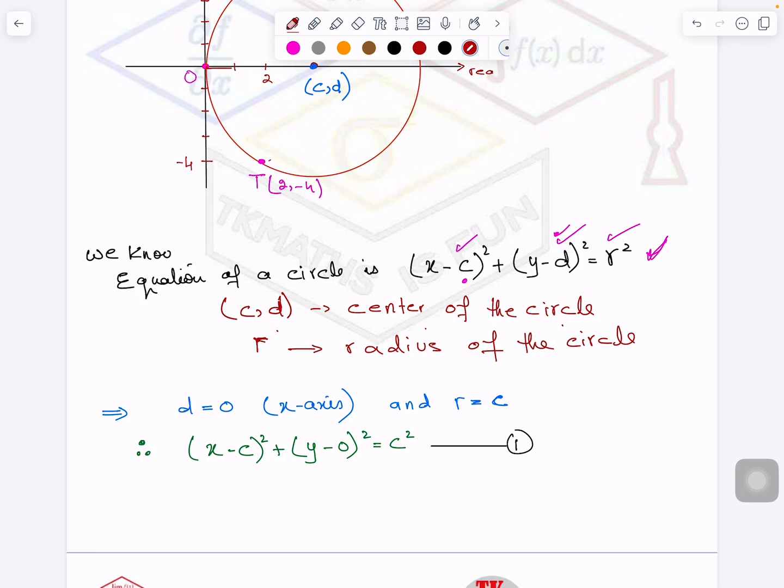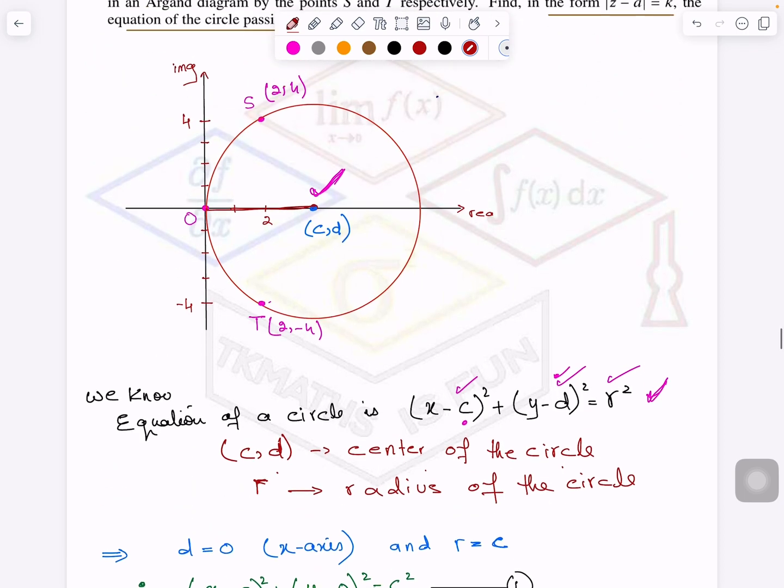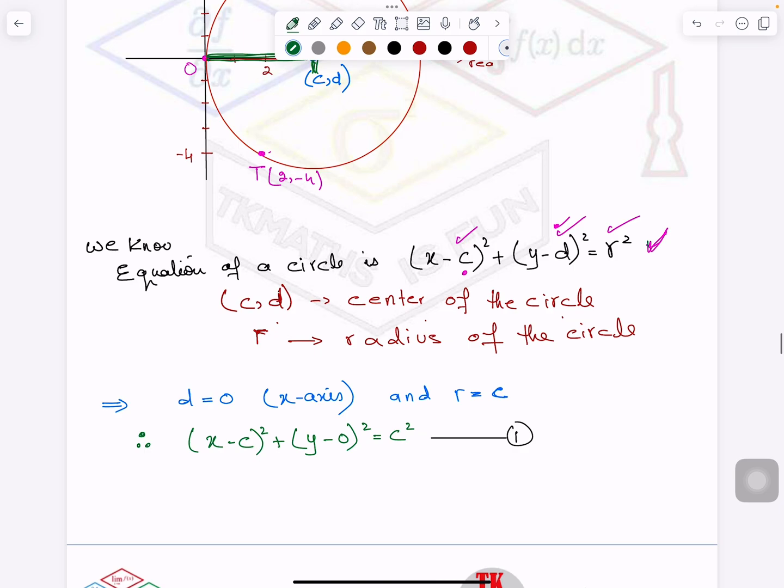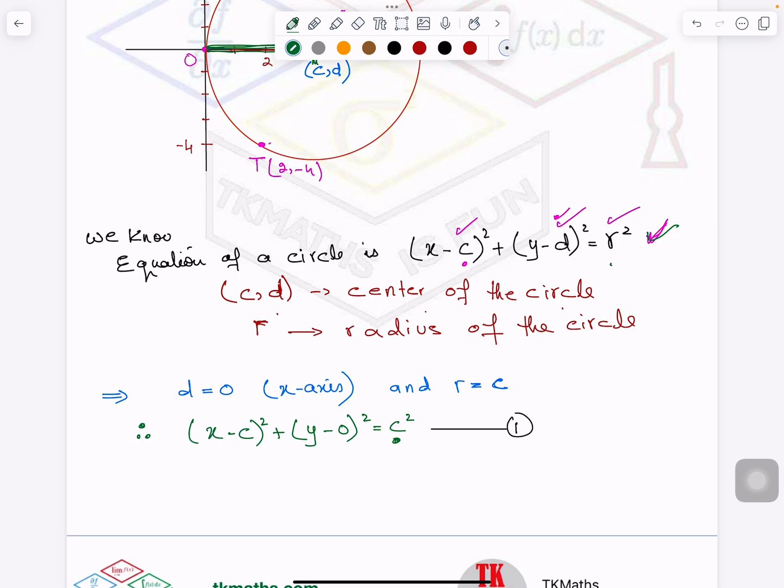From here till here, this is your radius, and the radius is equal to the x coordinate of the center. So R equals C. That's why in this equation of the circle, in place of R I have written C, and in place of D I have written 0. So let me just delete this.